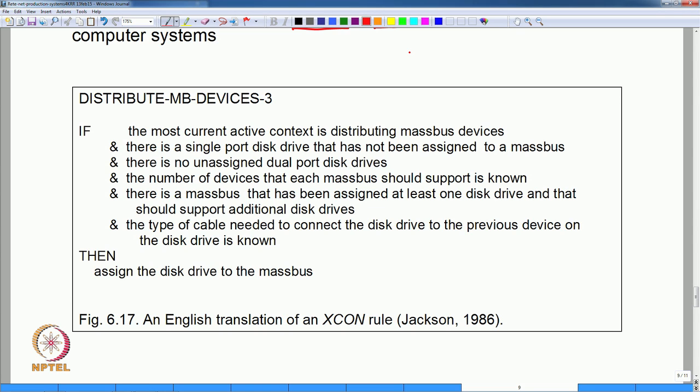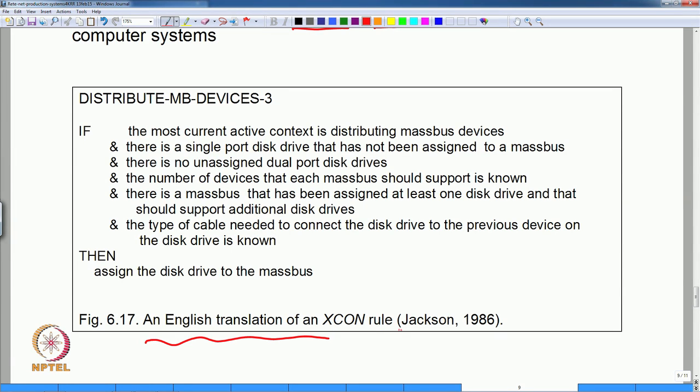So, here is an example of a rule which is used by XCON. This XCON was a forward chaining expert system essentially. It uses the Rete network based software OPS5 to implement the rules, and this rule as you can see is an English translation of an XCON rule, and I have taken it from a book by Jackson called Expert Systems, which was published in 1986. That was the time when expert systems were very popular.